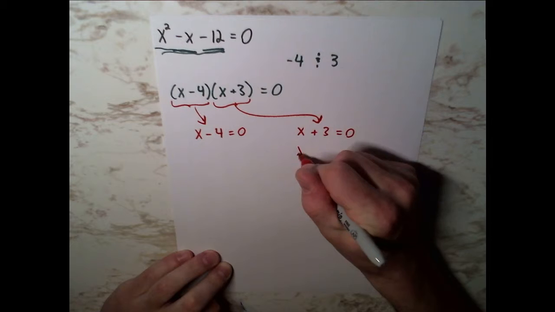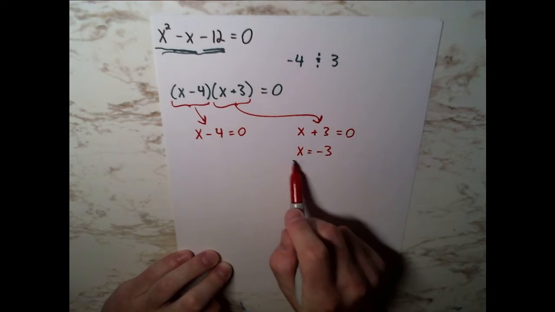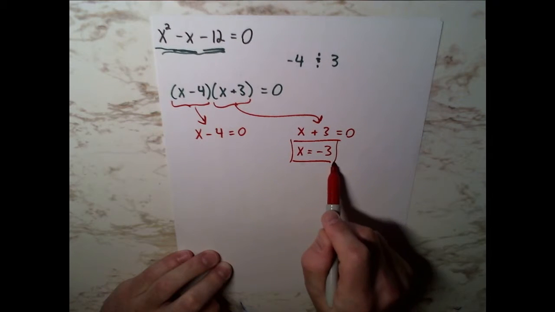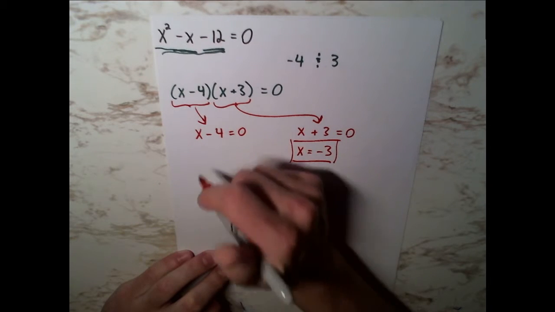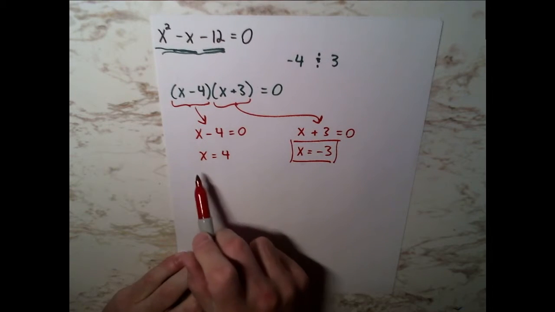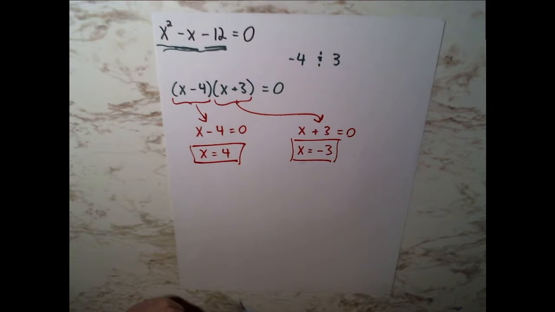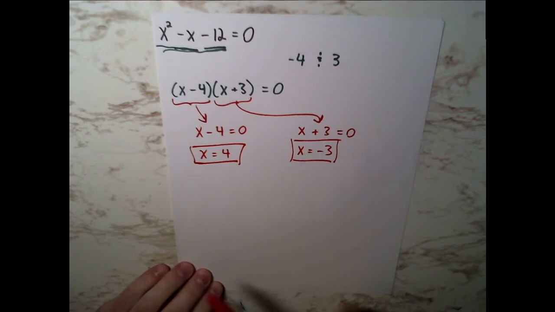So over here we're going to have x equals negative 3 after we move our 3 over to the other side. And here we're going to have x equals positive 4 after we add our 4 over to the other side. And those are going to be our two solutions for that first one.